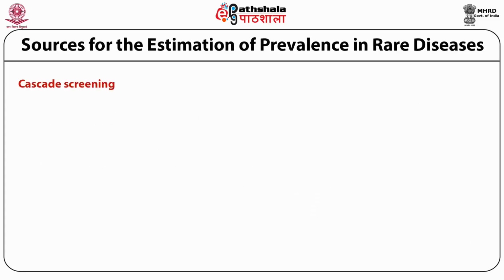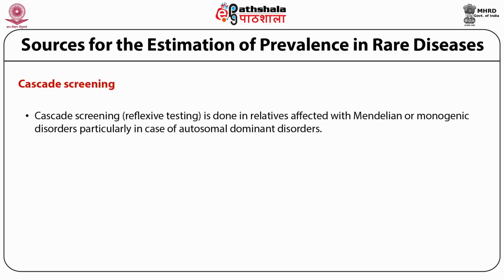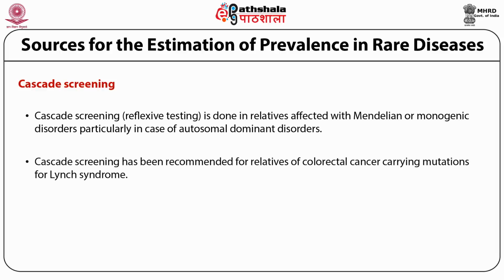Cascade screening. Cascade screening, which is reflexive testing, is done in relatives of those affected with Mendelian or monogenic disorders, particularly in case of autosomal dominant disorders. Cascade screening has been shown to reduce the morbidity in affected patients with familial hypercholesterolemia in Netherlands. Cascade screening has been recommended for the relatives of colorectal cancer patients carrying mutations for Lynch syndrome.